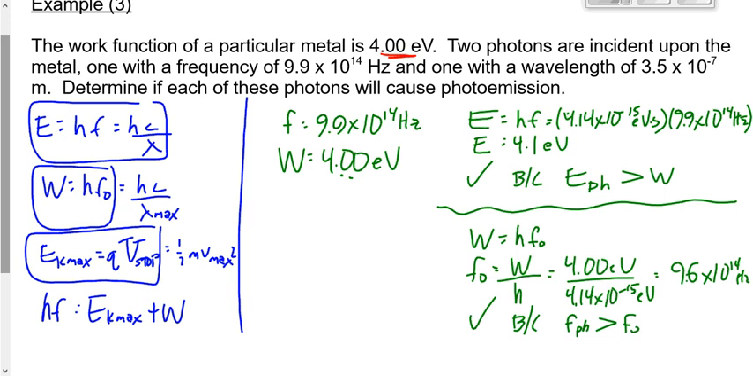So I don't care which way you do it. Either way, you don't need to do it both ways. Right? One way is fine. Find the energy and compare it to the work function, or find the frequency and compare it to the threshold frequency. Got it?